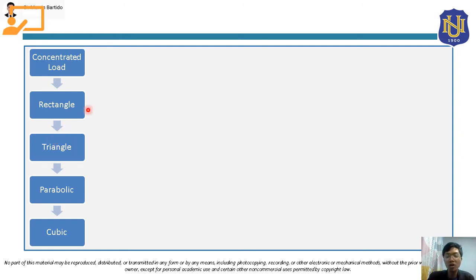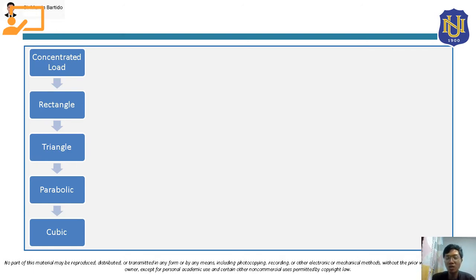Okay, but if your loading class is, let's say, a rectangular load or a uniformly distributed load, its shear will be a triangle and its moment will be parabolic. Let's say naman class that you have a triangular loading, so that is a uniformly varying load. If your loading is a triangular load, its shear will automatically be parabolic and its moment will be cubic. So this will be the sequence of the geometry of loadings, shear, and moment.